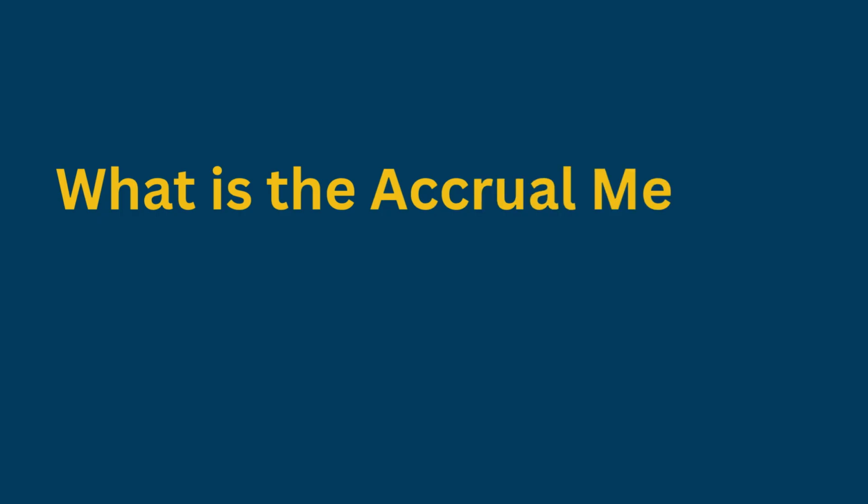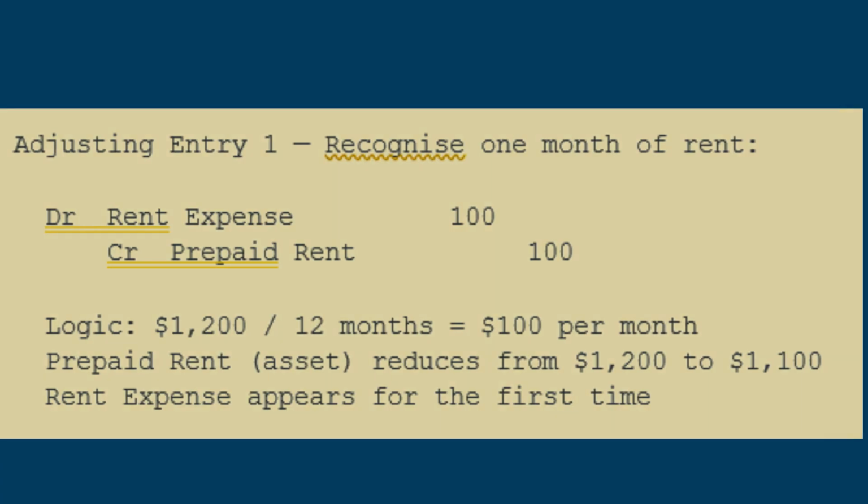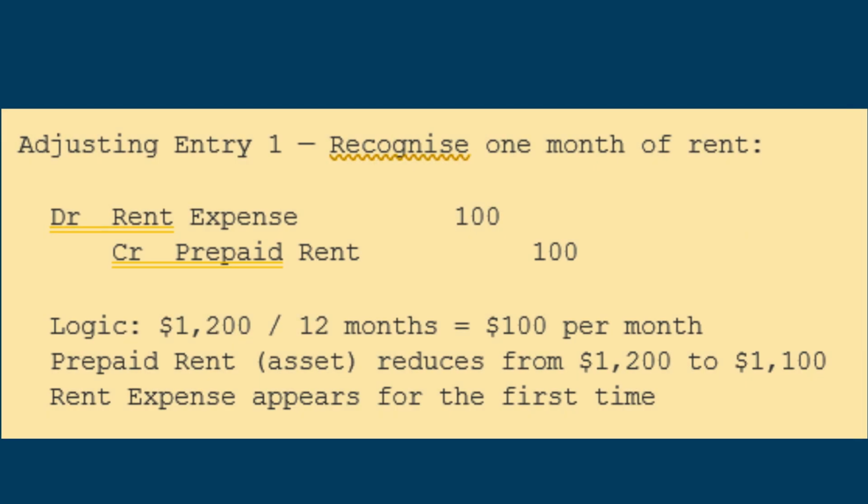What is the accrual method of accounting? Adjusting entries exist because of something called the accrual method of accounting. Under the accrual method, revenue is recorded when it is earned, not when the cash arrives. And expenses are recorded when they are incurred, not when they are paid. This is the opposite of the cash method, where you only record transactions when cash actually changes hands.